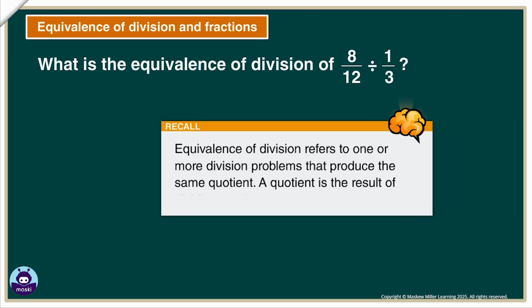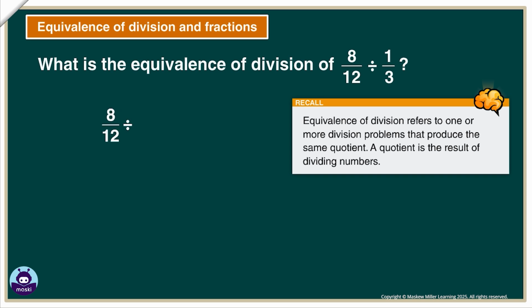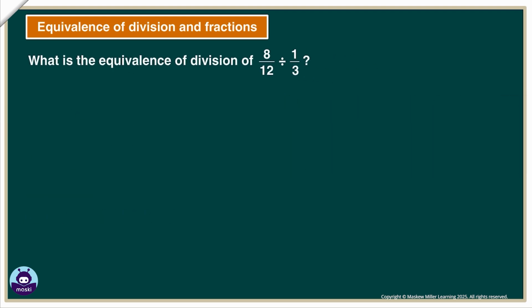Recall that equivalence of division refers to one or more division problems that produce the same quotient. A quotient is the result of dividing numbers. 8/12 divided by 4/12 equals 8 divided by 4 equals 4 divided by 2 equals 2. Now, let us find the equivalence of division of 8/12 divided by 1/3.